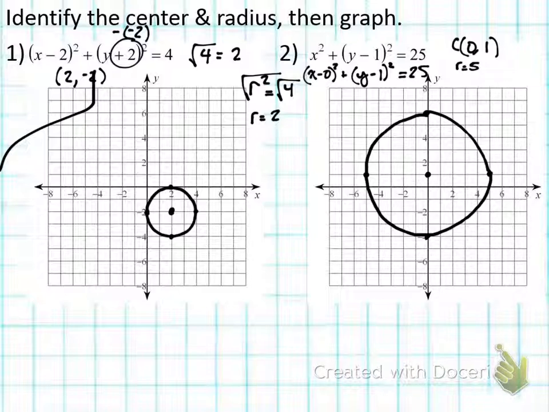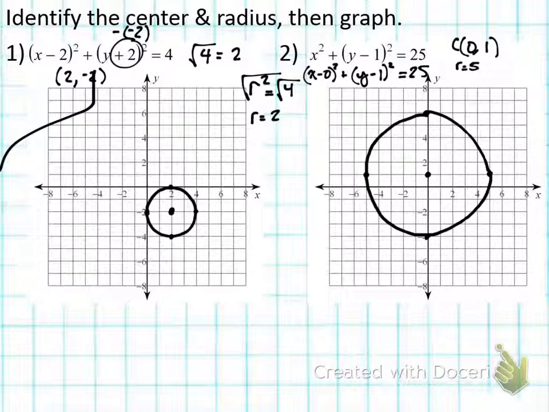So is it hard? No. The only thing you're doing is two things. The first thing is you're identifying radius and center. The second thing you're doing is graphing. Okay? That's it. Questions?